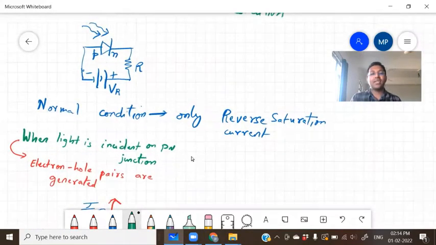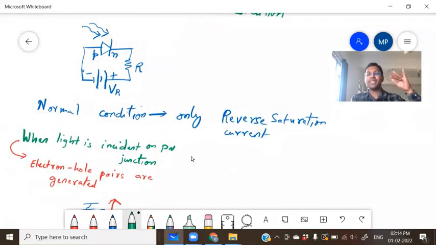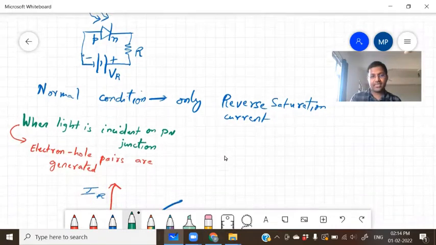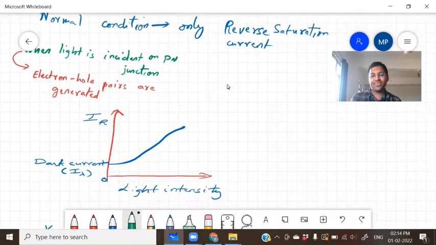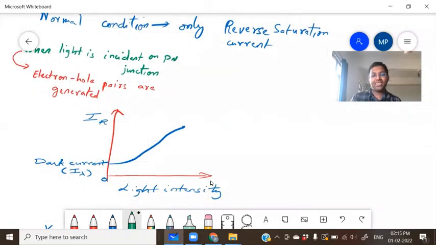Electron hole pairs are generated means charge carriers, okay? You have a large number of charge carriers, means current increases. Simple. You put light, the current through the device increases. You increase the intensity of the light, the current increases. So if you increase light intensity, the current increases.